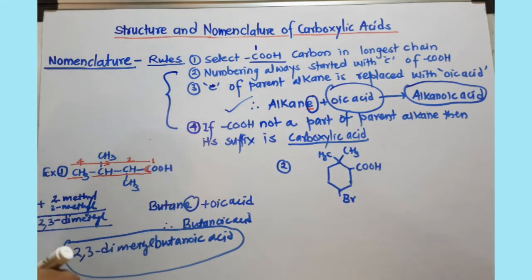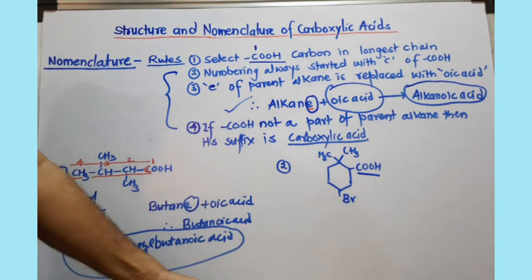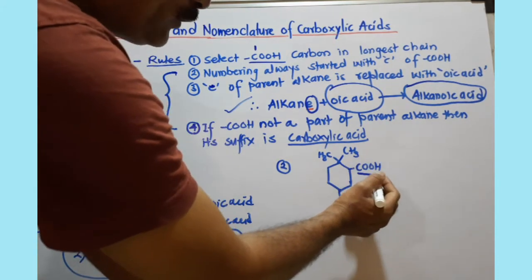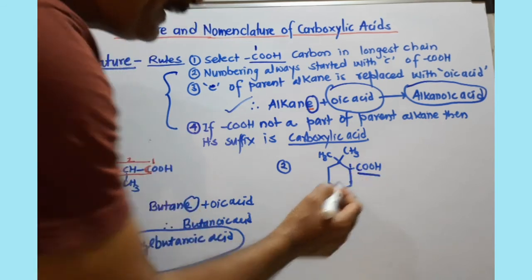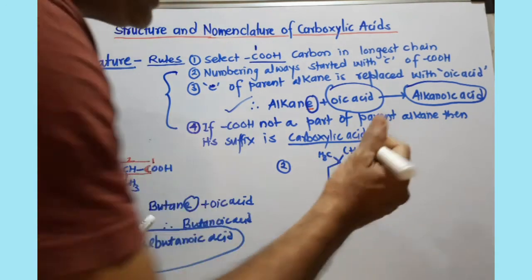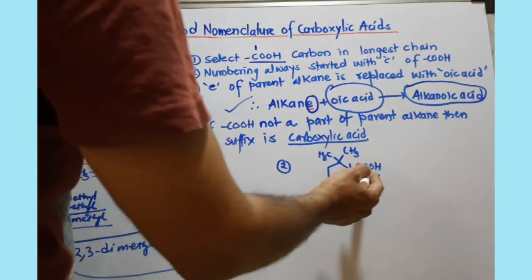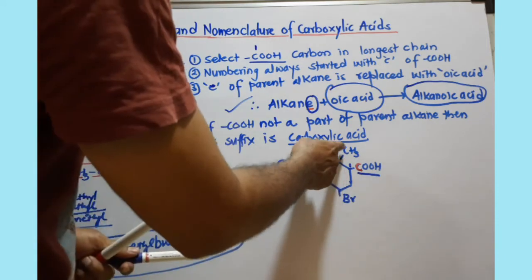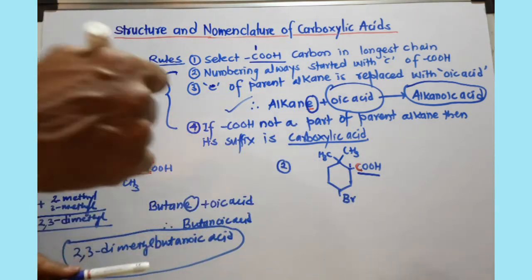Now one more example I have taken here, where COOH is not part of the parent alkane. In fact, this is a cycloalkane. So don't worry. As this is the top priority group, this carbon is always 1, not this carbon, because this is not part of the parent alkane, which I will mark with another color. Where the COOH group is attached, that carbon is 1. Then numbering may go this way or this way. The only thing is, all substituents should get the least possible numbers.